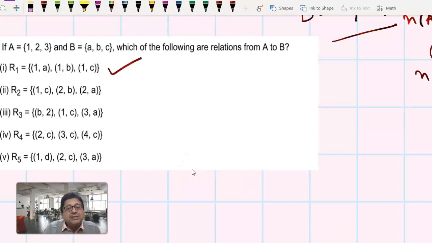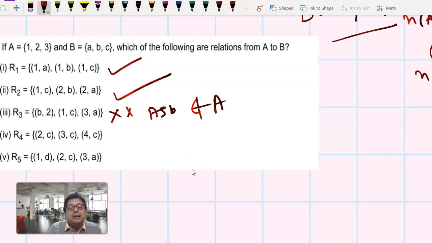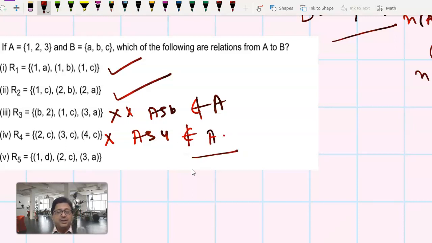What about this thing? 1C, 2B, 2A, relation. B2 is not possible because B does not belong to A, as this B is not equal to A. R4, is this a relation? 2C, 3C, 4C? Yes, it is also possible. 2, 3 are used. No, 4 is not there. This 4 is not there, so this is not a relation, as 4 does not belong to A. Okay, so this is not possible.